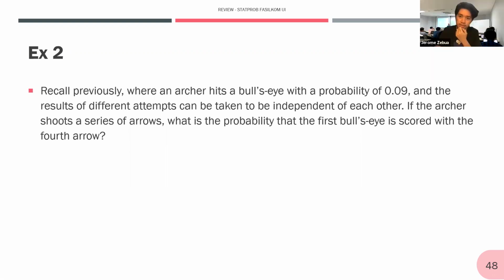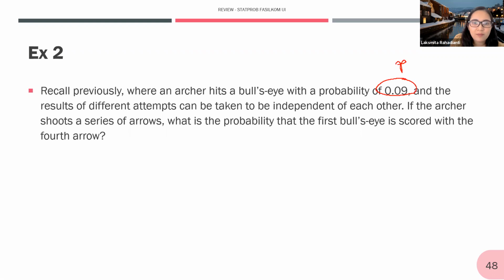Is it geometric, Miss? Geometric. Yeah, let's look at this one. Okay, let's go into it together. We now know still the probability is P and it's independent of each other. And now we know that he's shooting a series of arrows. So we know it's a series of Bernoulli attempts, but this time I don't know exactly how many times. But what I want to compute is that the first bullseye, the first hit, the first success is scored with the fourth attempt or the fourth arrow.